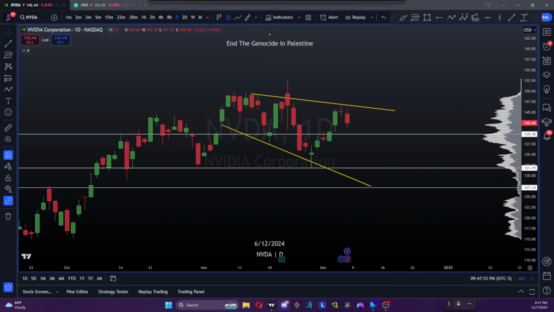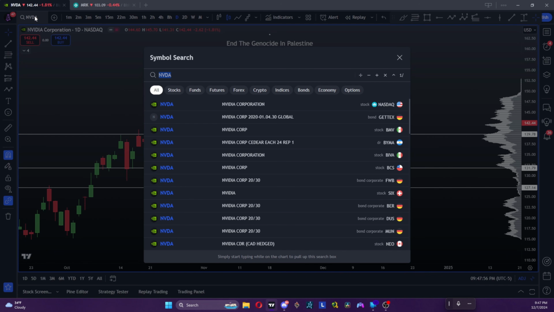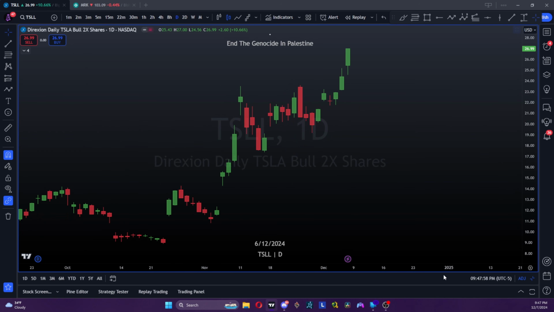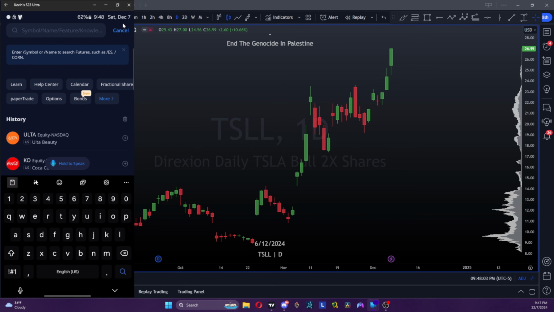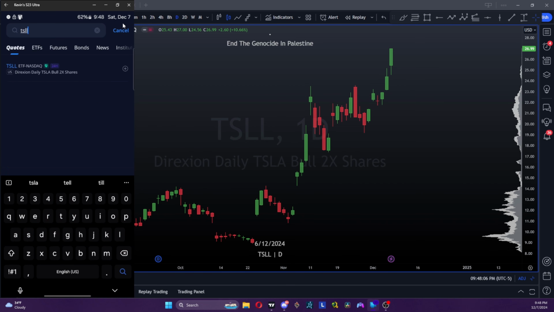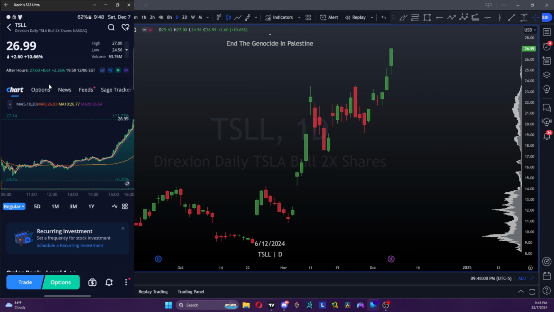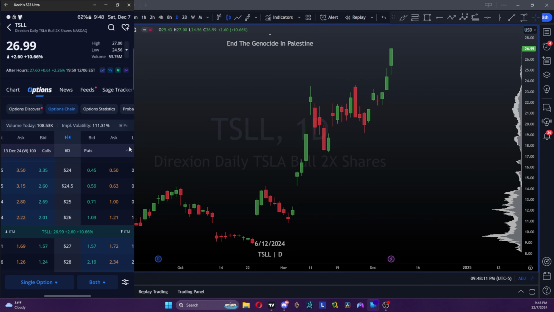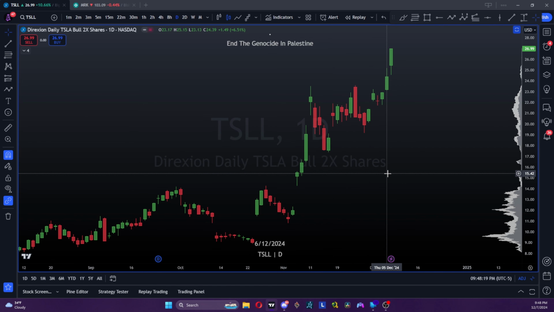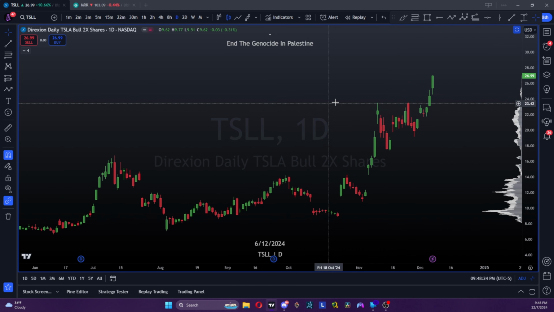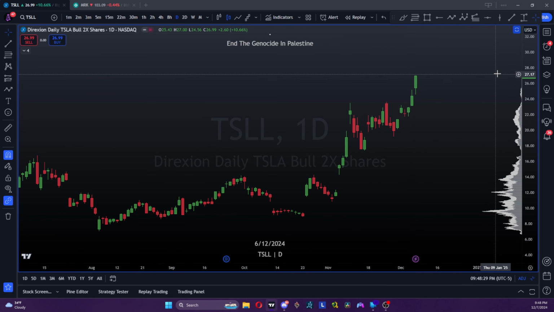Would TSLL work? TSLL work in what? Oh, as a sympathy trade. Okay, let me see. That's actually a really good question. First of all, isn't TSLL the 2X on Tesla? Yeah, exactly. You have to be very careful when you trade stocks that are times two shares, because I believe, correct me if I'm wrong, JP, if the stock even consolidates, you're screwed. They die off.